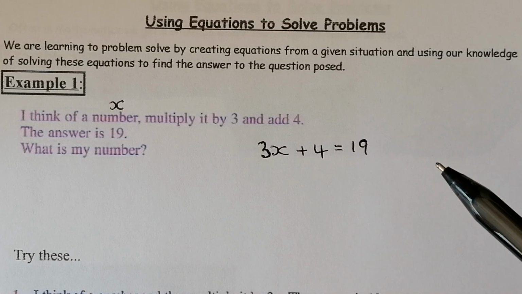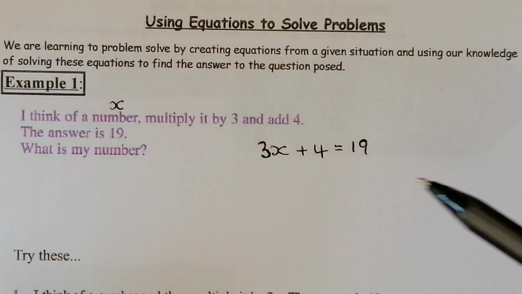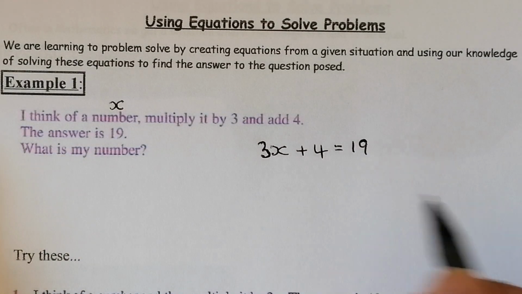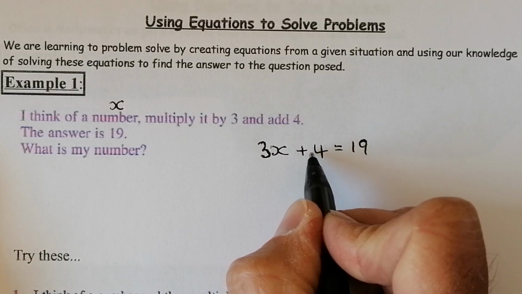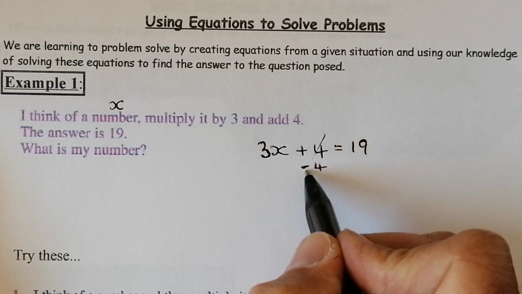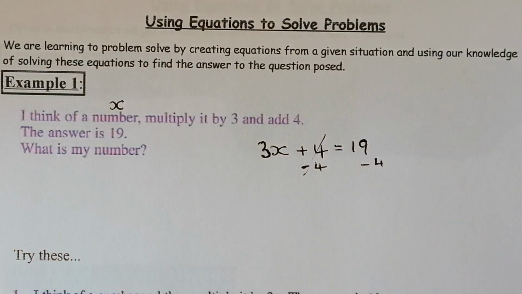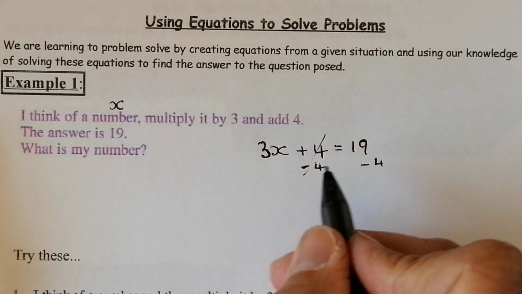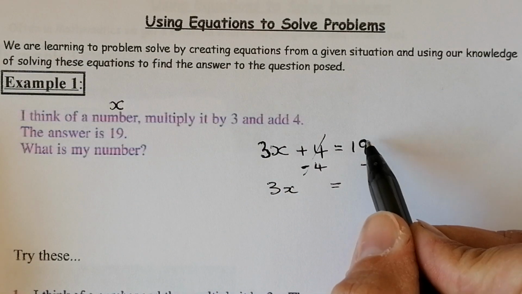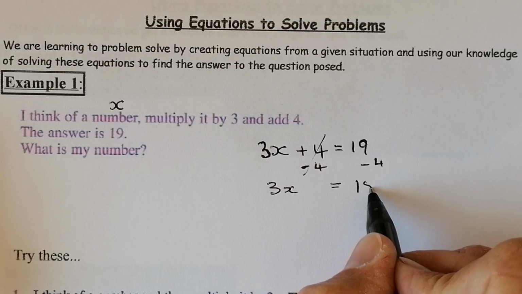Now I can use the knowledge I've got for solving equations to work out the number I started with. So let's go and do our solving equations. I don't want the 4 on that side, so I'm taking 4 away, which will eliminate it. I'm going to take 4 away from the right hand side as well. Whatever I do to the left, I do to the right. That leaves me on the left hand side with 3x is equal to 19 take away 4, which gives me 15.